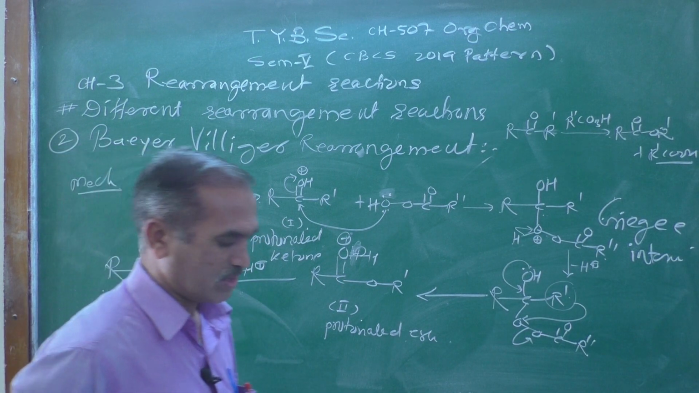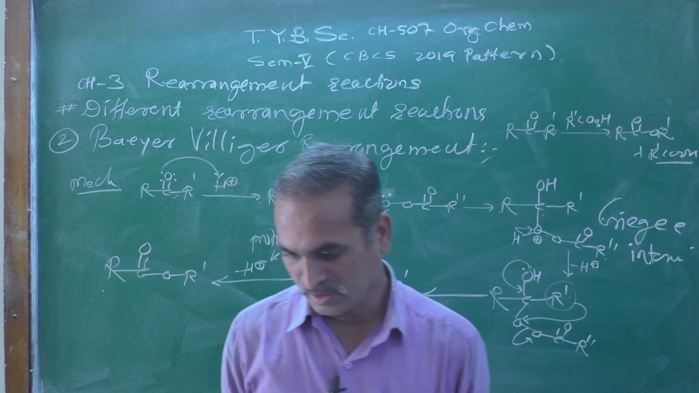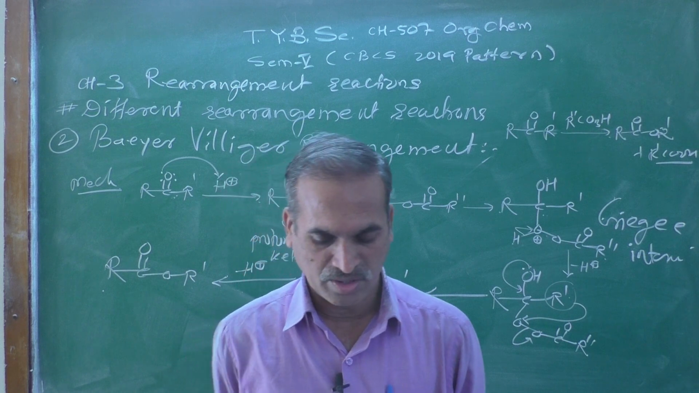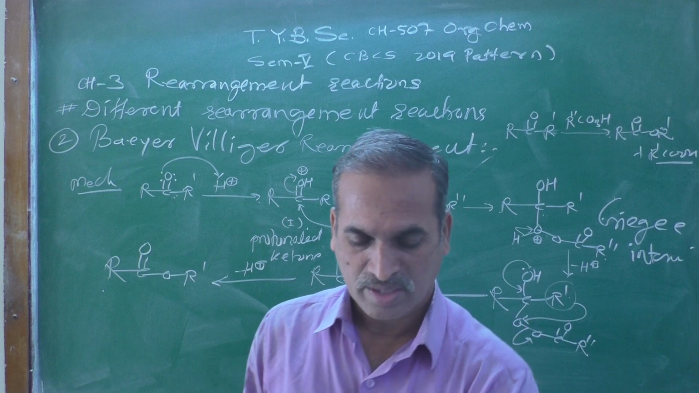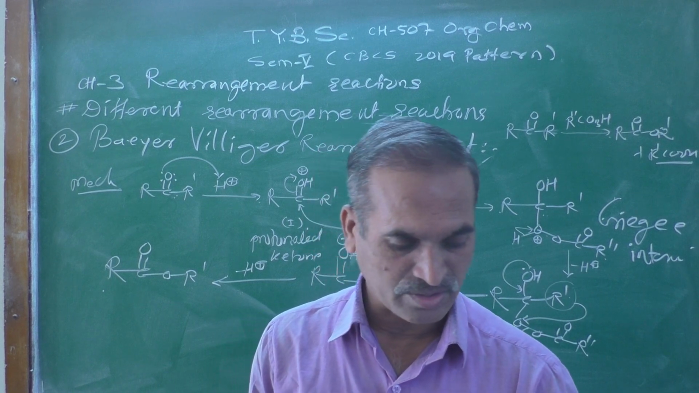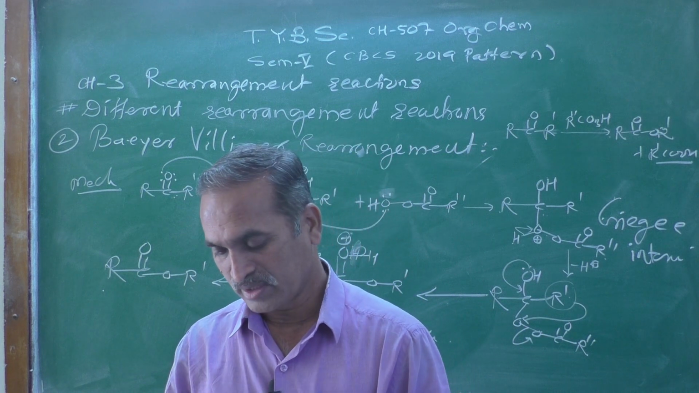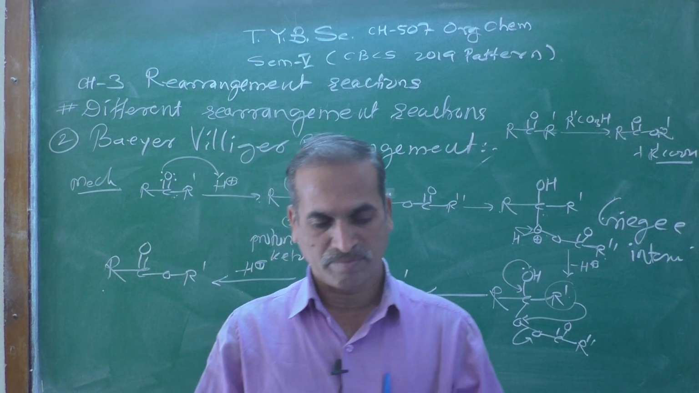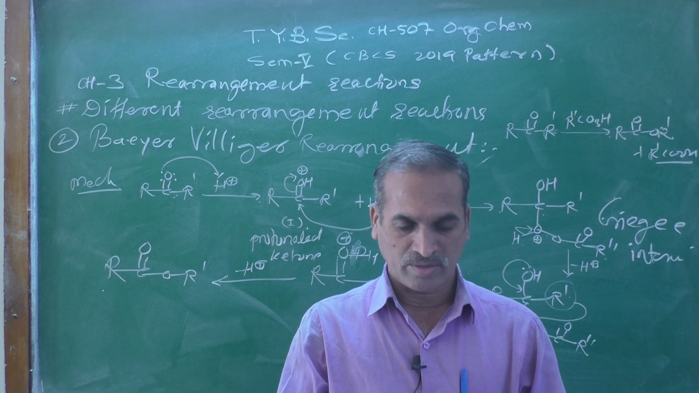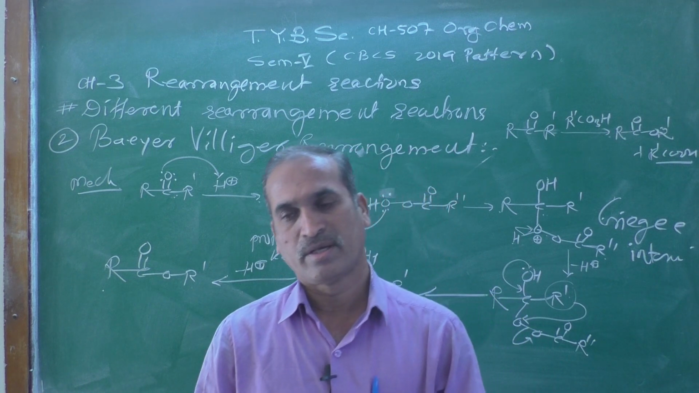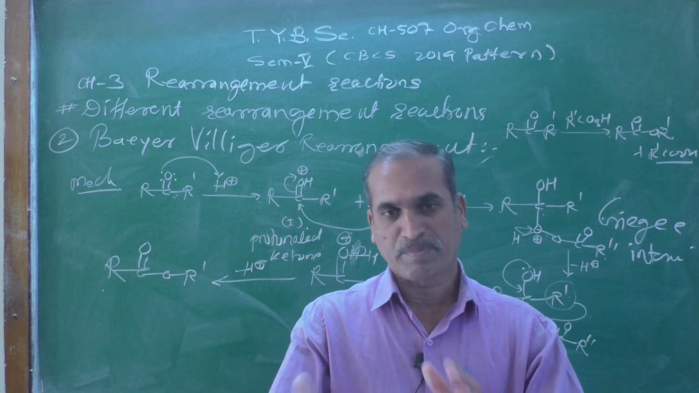If you label it, then we will get some more information about how this mechanism takes place. In the next lecture, we are going to discuss the migratory aptitude: which group migrates, alkyl or aryl, and what could be the reason behind it. That kind of discussion we are going to have in our upcoming lectures.